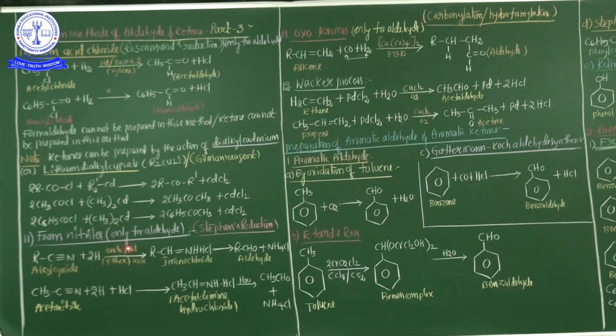See here the 11th preparation method of aldehyde and ketone, from nitriles, only for aldehyde preparation. Generally, the name of this preparation method is the Stephen reduction process. See here, in this process, very important, an alkyl cyanide is dissolved in ether and reduced with stannous chloride and hydrochloric acid. The iminochloride is formed; when hydrolysed with water, finally aldehyde is obtained.